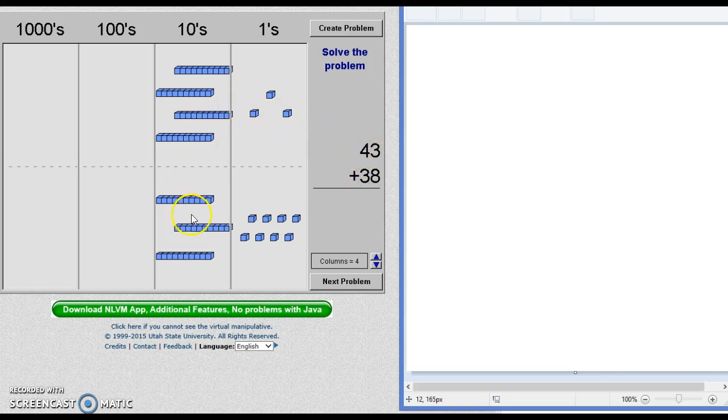And what we're going to do is look at it from a child's perspective. So we are representing the 43 up here. So we've got 4 longs. And we've got the 3 ones.